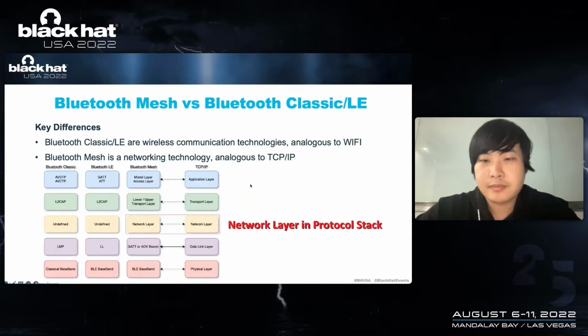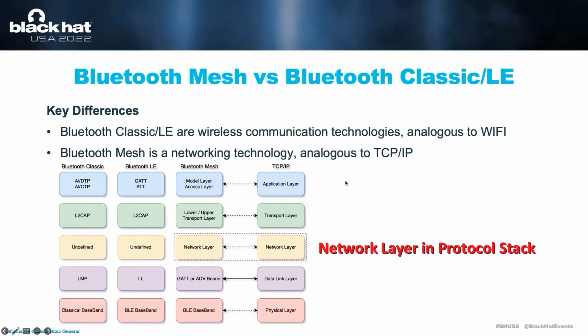and other things. When hearing Bluetooth Mesh, maybe one of the most confusing questions is, what is the difference between Bluetooth Mesh and Bluetooth Classic or Bluetooth LE? We think the main difference is that Bluetooth Classic and BLE are wireless communication technologies. They are just like Wi-Fi, while Bluetooth Mesh is a networking technology. It's just like TCP/IP. And this figure shows their protocol stack. As we can see, Bluetooth Mesh has a network layer, but the other protocols do not.